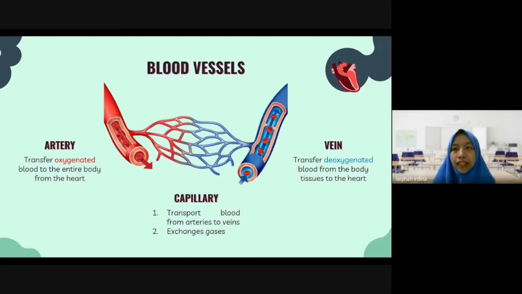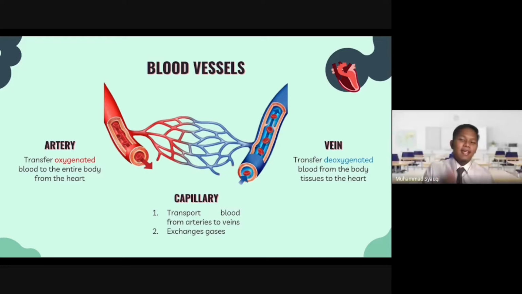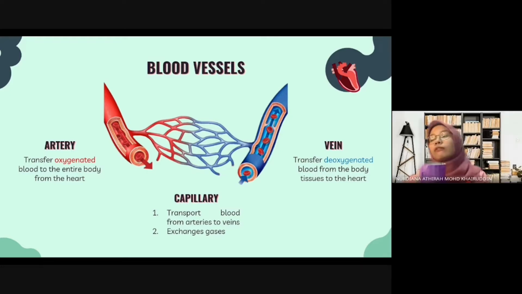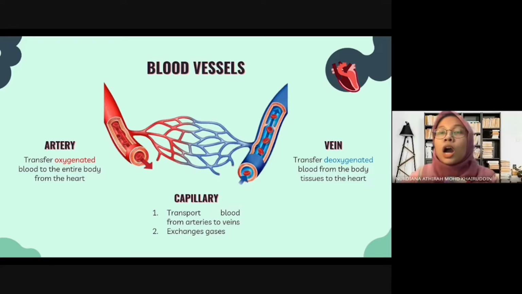Okay, teacher. What is another function of capillary? We have learned it in chapter 7 already. Can anyone remember? Exchange gases, I think. Very good, Shauki. So capillary also allows gases to be exchanged, from oxygen to carbon dioxide or carbon dioxide to oxygen. Very good. So how do we differentiate these 3 blood vessels?